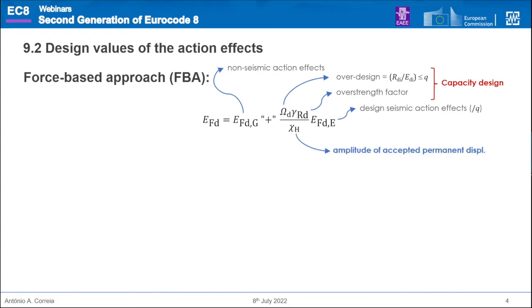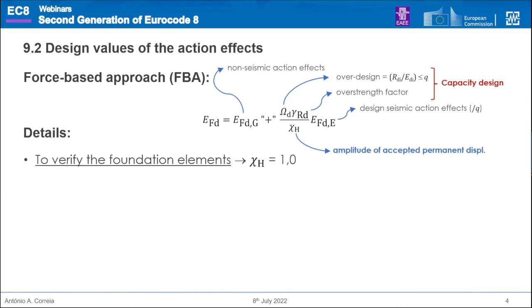We also have the factor k_h, which we have already seen in the previous presentations, which is related to the amplitude of the accepted permanent displacements. Now, when we are dealing with the verification of the foundation elements itself, though, this factor is 1.